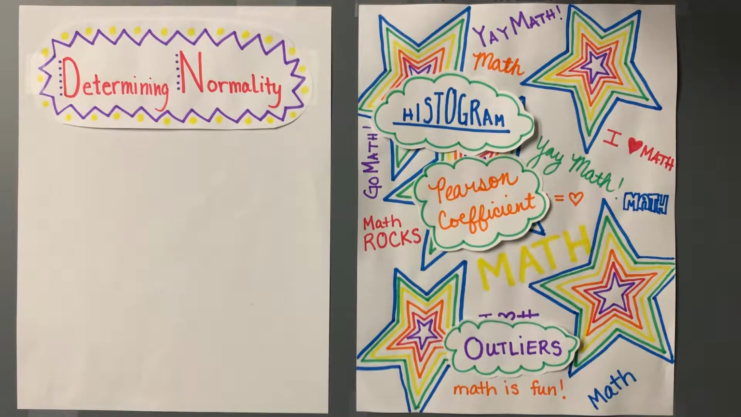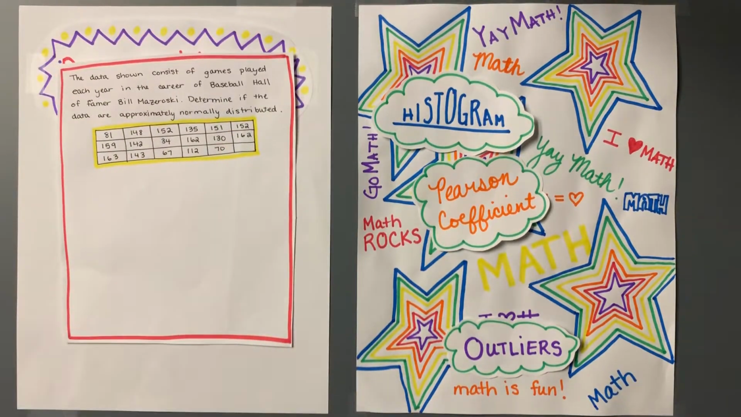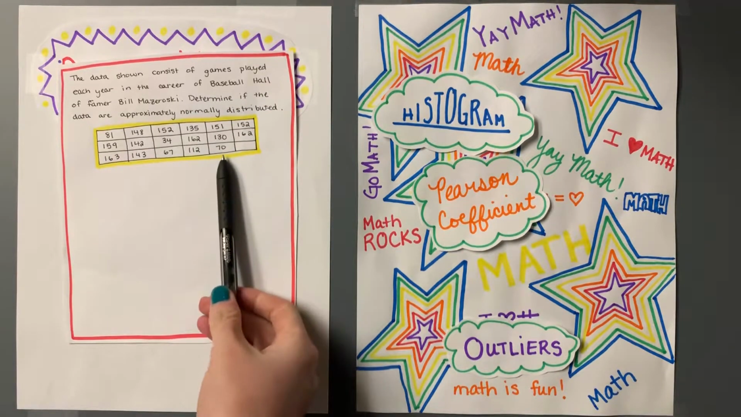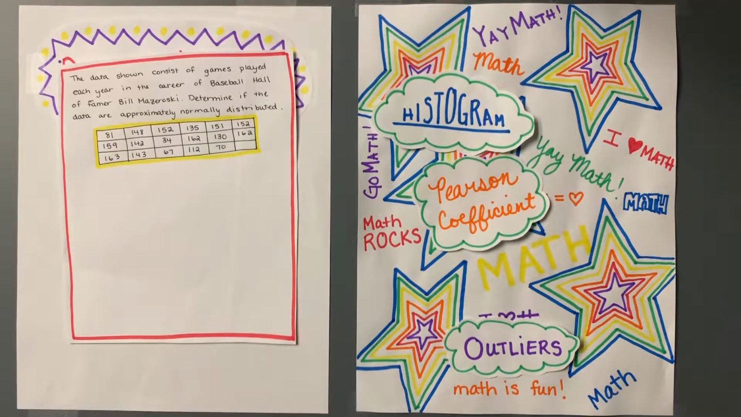Hi, welcome back. In this video, we're going to do our second example for determining normality. The data consists of games played each year in the career of Baseball Hall of Famer Bill Mazeroski. Determine if the data are approximately normally distributed. I have 17 data values here for the 17 years that Bill Mazeroski played.